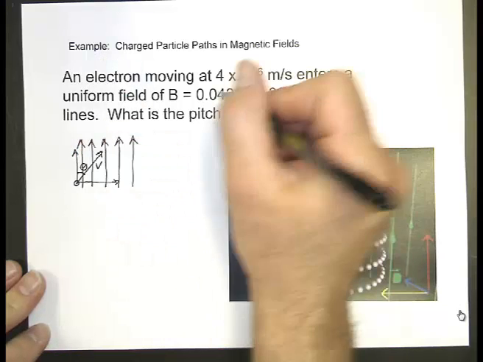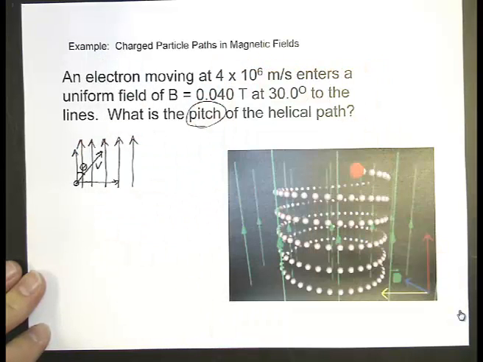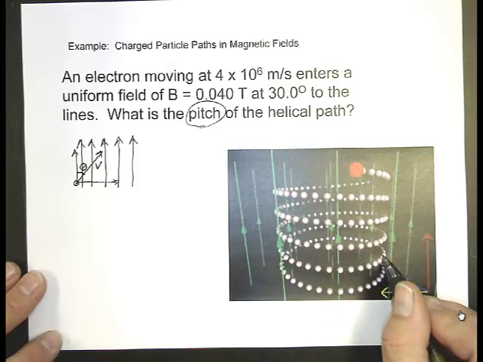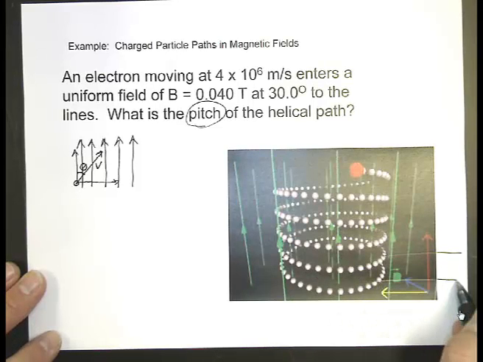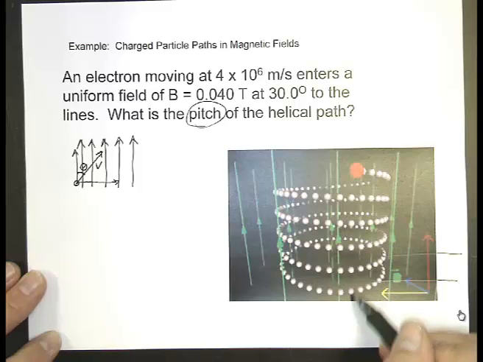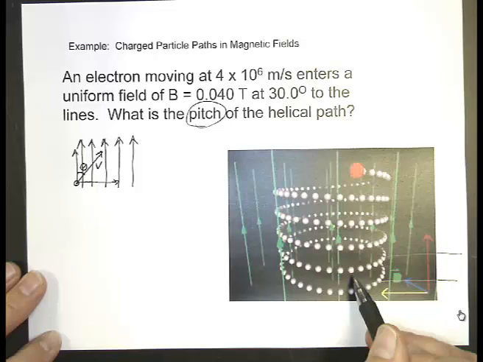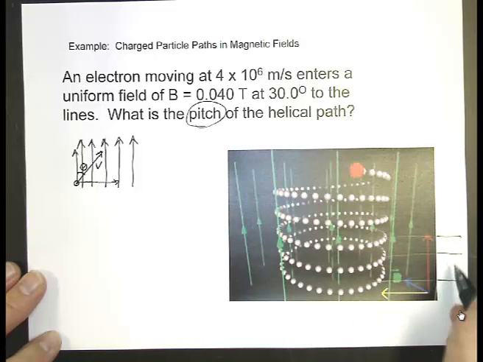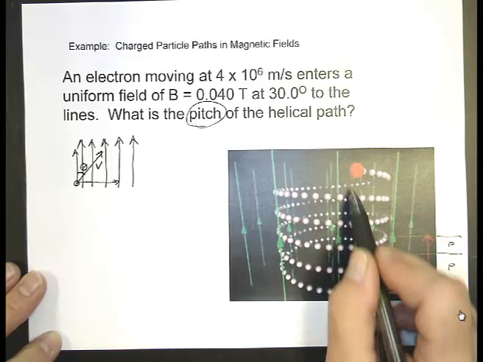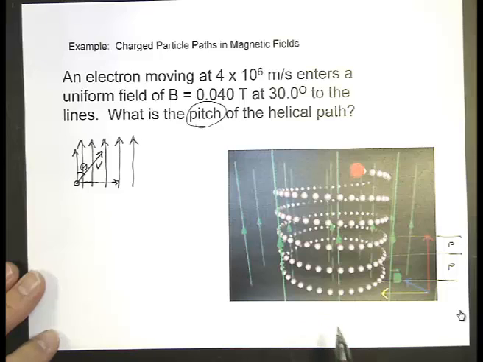Now, the pitch, this thing, is actually the distance between spirals. So one spiral occurs. When the next spiral occurs, how much higher is the electron? And then the next one occurs. These things are called the pitch. They should be equal, by the way. As this electron moves through the field, how far apart are these circles as they occur?